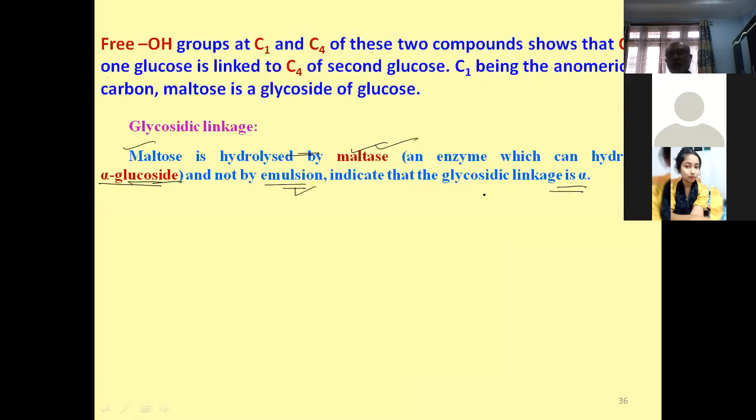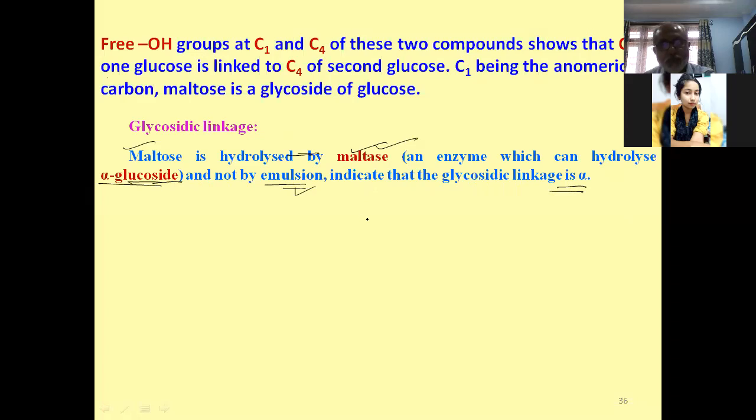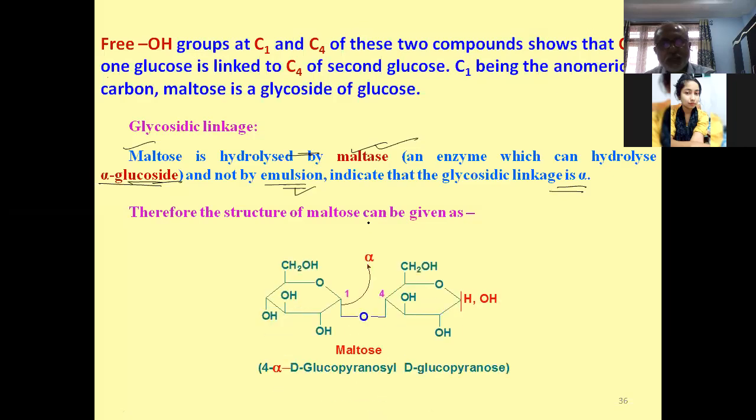So that is the point. That information we have to accept to know which glycosidic linkage it is. Now, after that, we have our structure ready. Therefore, the structure of maltose can be given as this one. So we have come to know this structure: this is one glucose linked to the second glucose, C1 of this one linked to the C4 of the second one, and because C1 is here, it is what is called a glycosidic bond.